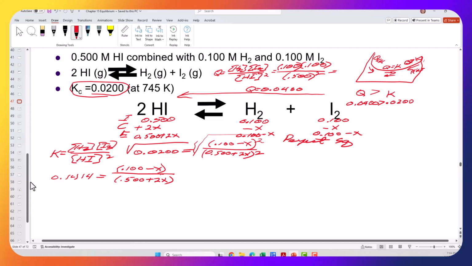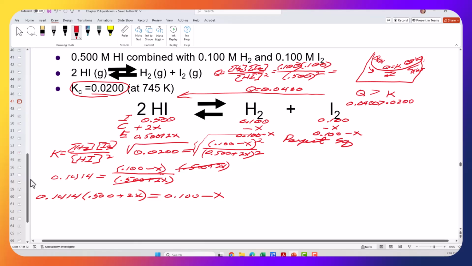the other side by multiplying 0.500 plus 2x times both sides. It will go away here. I'm going to rewrite things down here, so this will be 0.1414 times 0.500 plus 2x is equal to 0.100 minus x. I'm going to distribute the 0.1414 inside the parentheses.